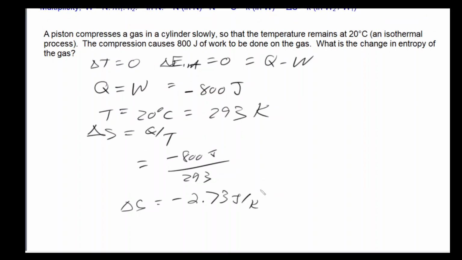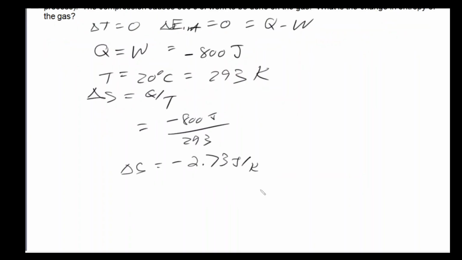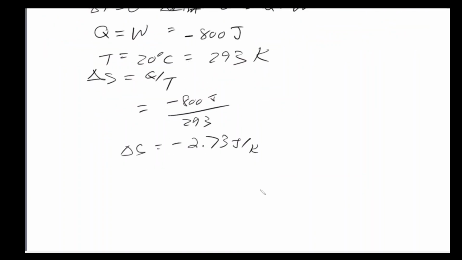However, even though the entropy of the gas is going down, we still have to obey the second law of thermodynamics, which is delta S is greater than or equal to 0. So somewhere else in the system, the entropy is increasing so that this law is still obeyed.